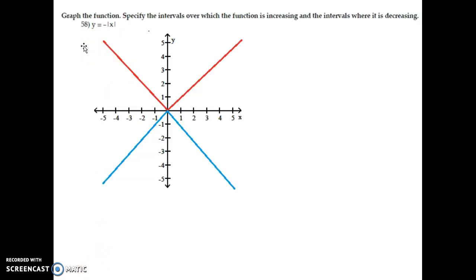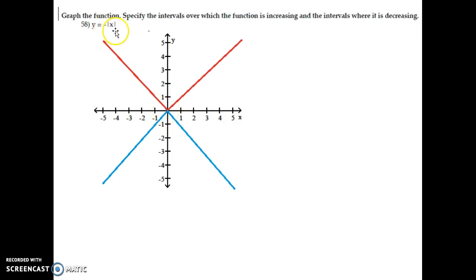For this problem, we're going to graph the absolute value of x, and that's made negative, so the negative absolute value of x. So in red here, I've graphed the absolute value of x function. Just whatever x is, give back the absolute value. So it looks like a V here. And then the negative in front flips that over the x-axis. So it would look like this blue graph here.